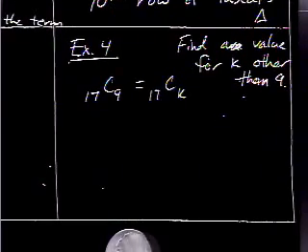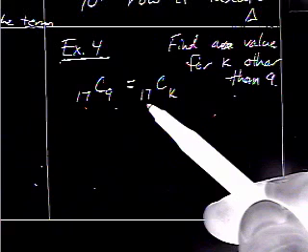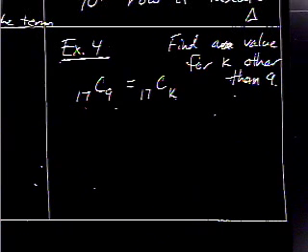How about example 4 here? 17 choose 9 equals 17 choose k. Find a value for k other than 9. Yeah, I know you smart people out there go, 9.